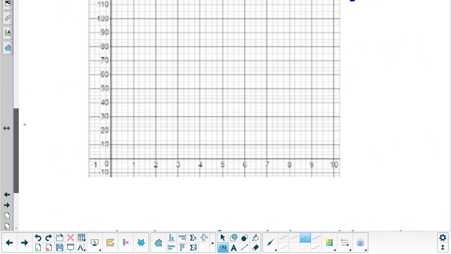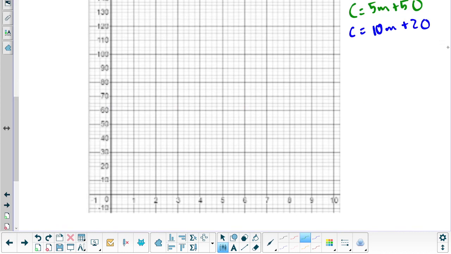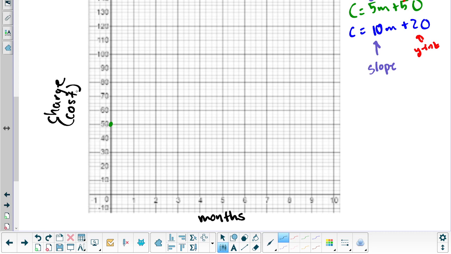Okay. So our first line, which is the fitness club. Its initial fee is $50, which from a graph, that's just the y-intercept, right? The initial fee is just the y-intercept. And then my monthly charge is my slope. Okay. So I know that my first fee is $50, and I go up 5 every month. So when I look at my x scaling, these are my months, and this is my charge or cost.